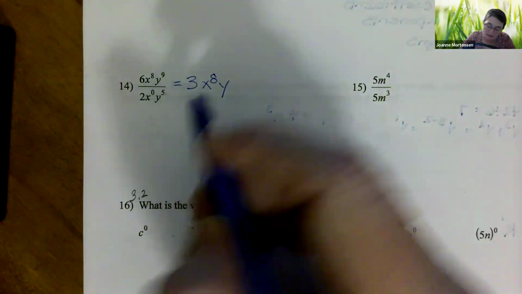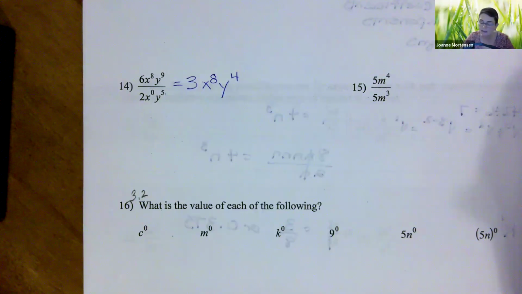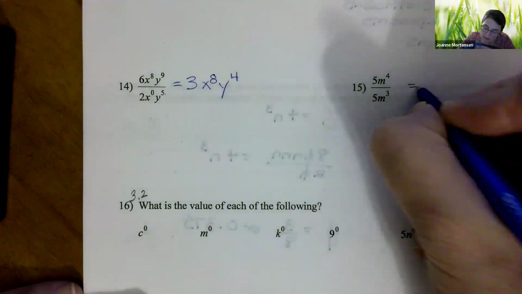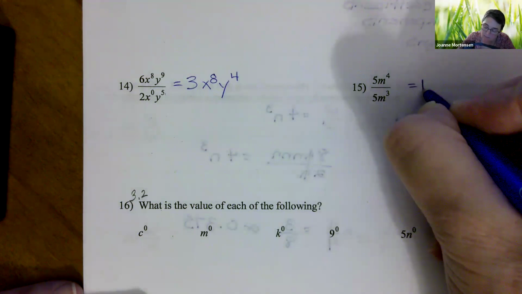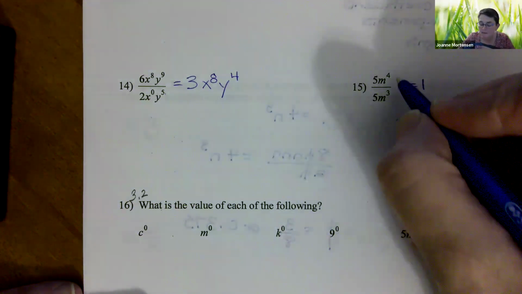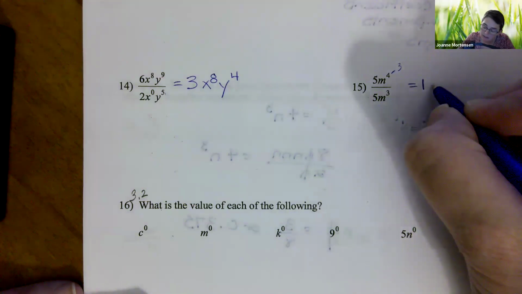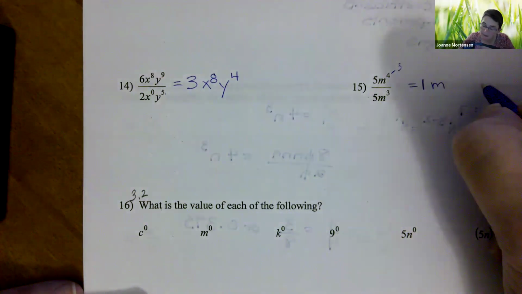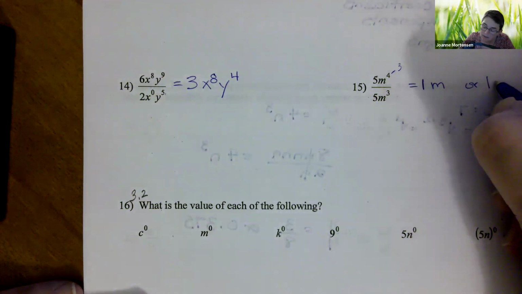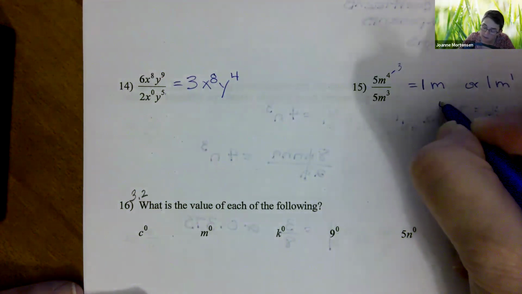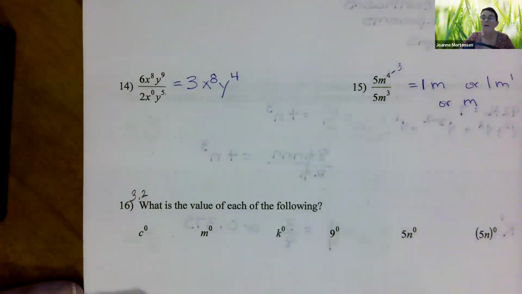9 minus 5 is 4. Ta-da! Last one, 5 divided by 5 is 1. And M to the 4 divided by M to the 3, so I'm going to subtract 3, and that's going to give me M to the 1. Or what I'd probably write is just plain old M and be done with it.